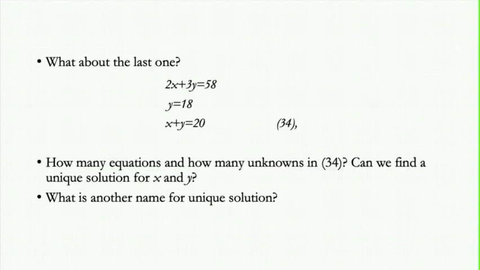Now, let's look at the last one, 34. In 34, 2x plus 3y equals 58. This is the first one. The second one, we have y equals 18. And the third one, we have x plus y equals 20. Now, we have three different expressions here, but what can we do? These three expressions can actually be reduced to two equations, because y equals 18 in the second expression can easily be substituted into the third one and also into the first one, isn't it?